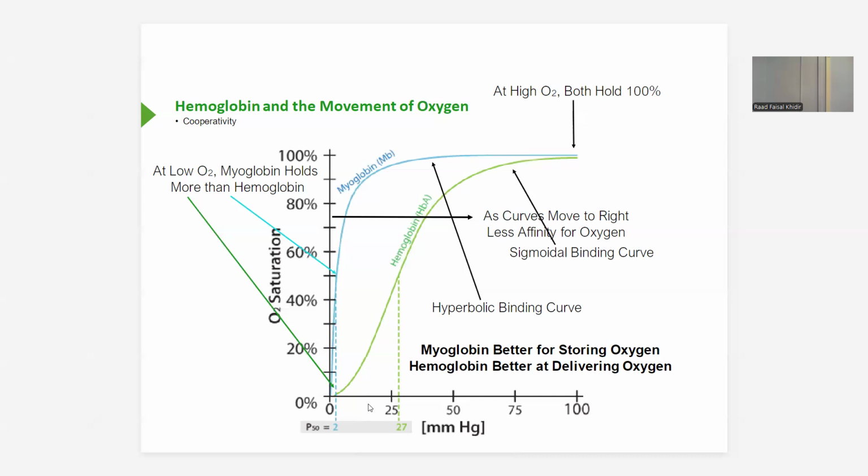Green is known as what? Hyperbolic or sigmoid? That's sigmoid. Blue is hyperbolic or sigmoid? Hyperbolic. Who is hyperbolic? Hemoglobin or myoglobin? Who is sigmoid? Hemoglobin or myoglobin? Who is better for storing? Hemoglobin or myoglobin? Who is better for transportation, delivering oxygen? I promise you all of that will be on the exam.